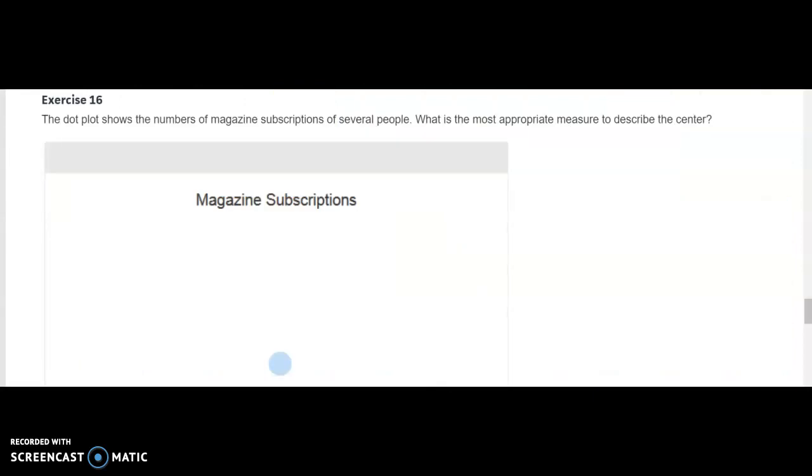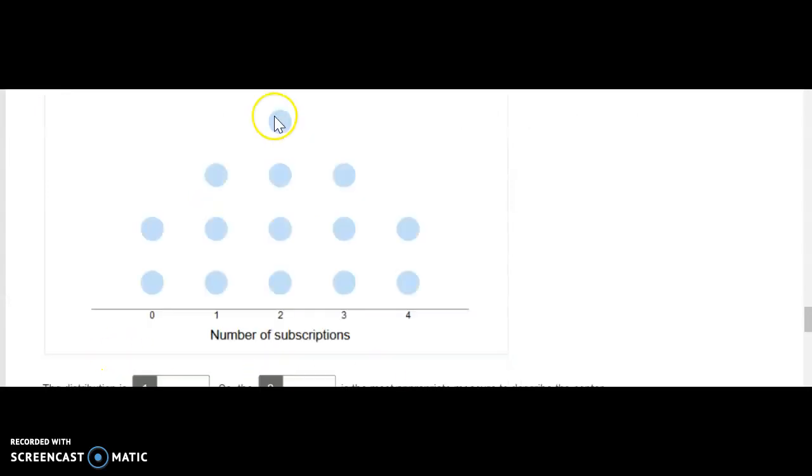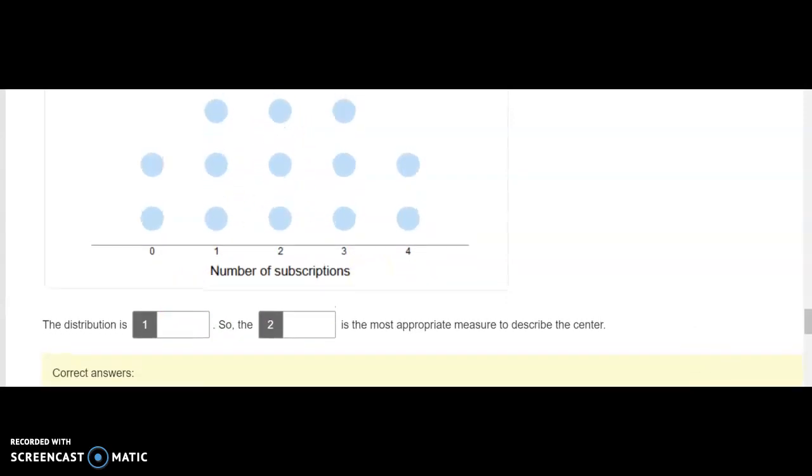The dot plot shows the number of magazine subscriptions for several people. What is the most appropriate measure to describe the center? When you look at this, you can see it's fairly symmetrical. Like you could just fold this in half right here, and it would be the same on this side as it is on that side. So it's symmetrical. And the way you would find that is the mean. The mean would be, you could take the average of all of these numbers and plug it right in, and your mean would be the most appropriate way to measure the center.